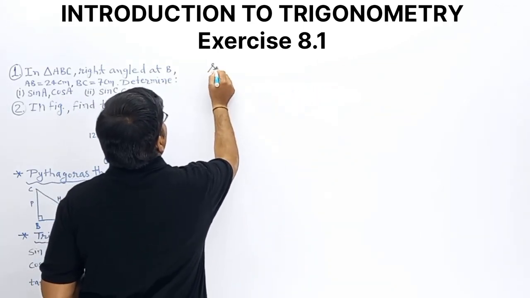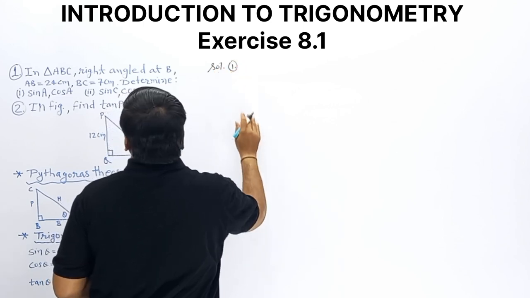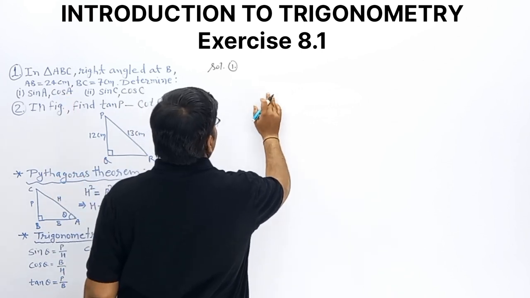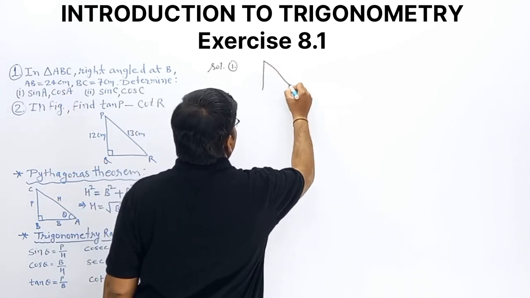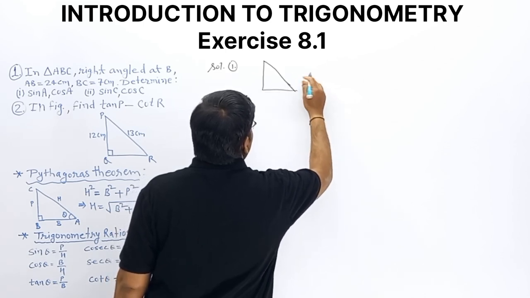Solution of question 1 I am taking. So what will be its solution? We have one triangle and its angle B is 90 degrees.